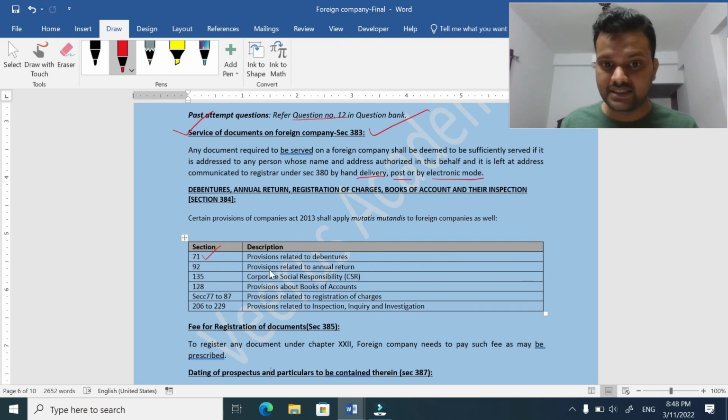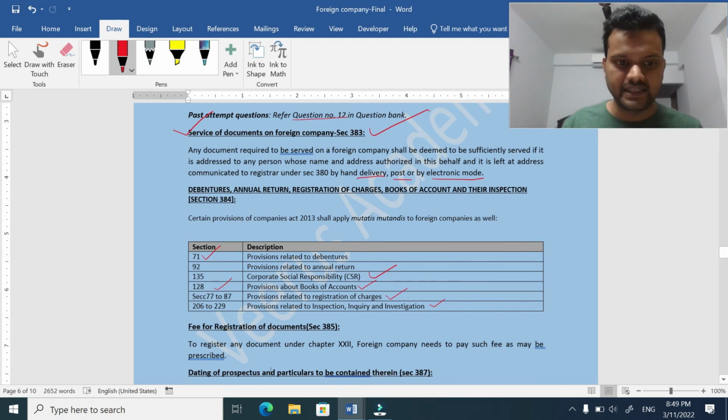And CSR is applicable to the foreign company as well. And books of accounts, this we have also discussed, is also applicable to the foreign company. They also have to retain their books of accounts for a particular period of time. That is all provided in section 148. And sections 77 to 87, provisions related to registration of charges, are also applicable. Inspection, inquiry and investigation are also applicable. So these provisions will be equally applicable to the foreign company also, with some changes and modifications wherever necessary.